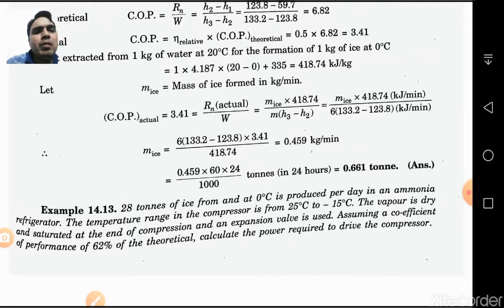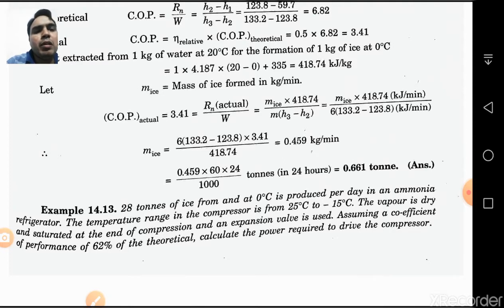Okay, put in these values. There is only one unknown, the m ice. All the other parameters are given. So put all these values and solve for the one unknown. So m ice equals 0.0459 kg per minute. It is the mass of the ice formation per minute.